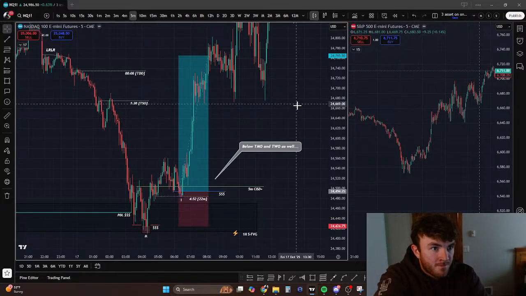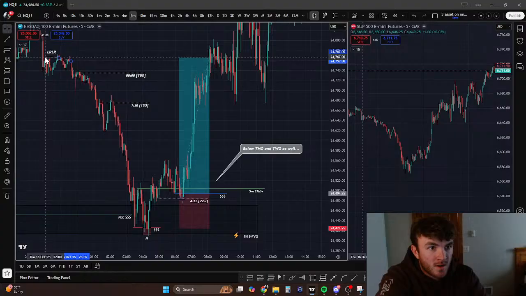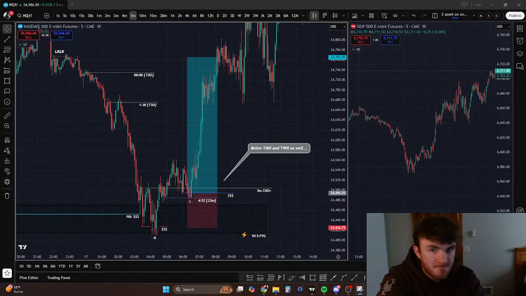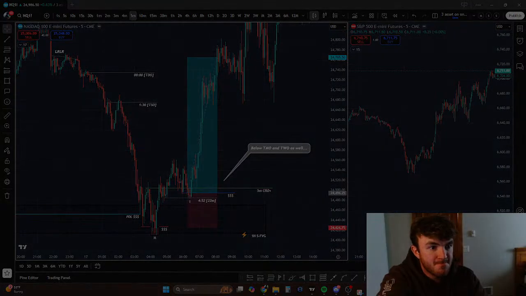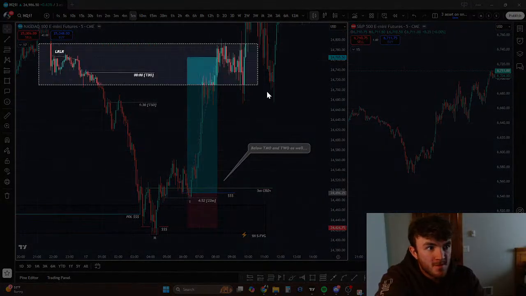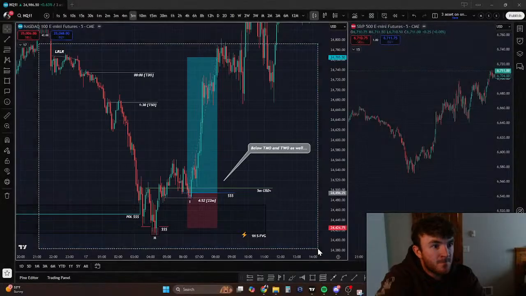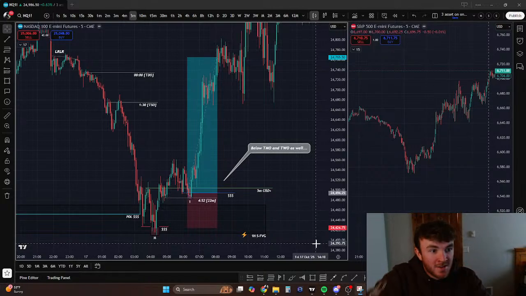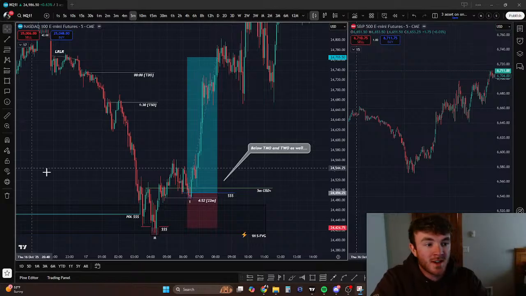Alright. And then expansion to go. Target these low resistance highs. And you could also consider a 22 model. Pretty obviously, actually.